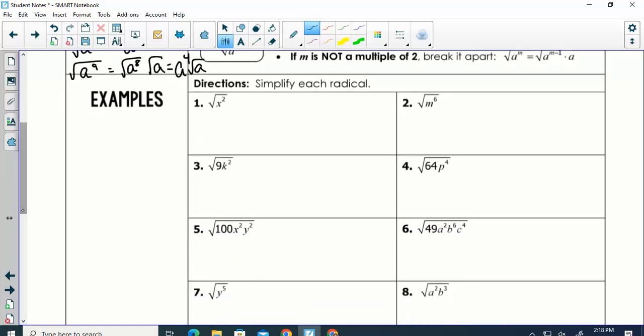All right. If I say the square root of m to the 6, if you have 6 socks, how many pairs of socks can you form? 3. And the radical's gone because we put them in pairs. All right, the square root of 64p to the 4th. So we're doing all of this together. The square root of 64 is 8. If you have 4 socks, how many pairs can you make? 2.